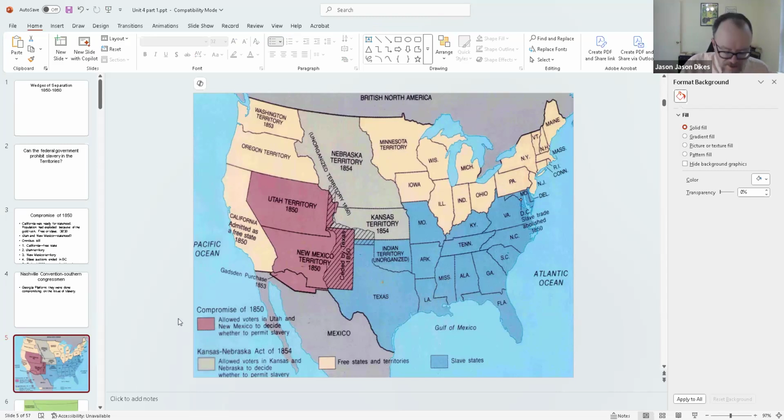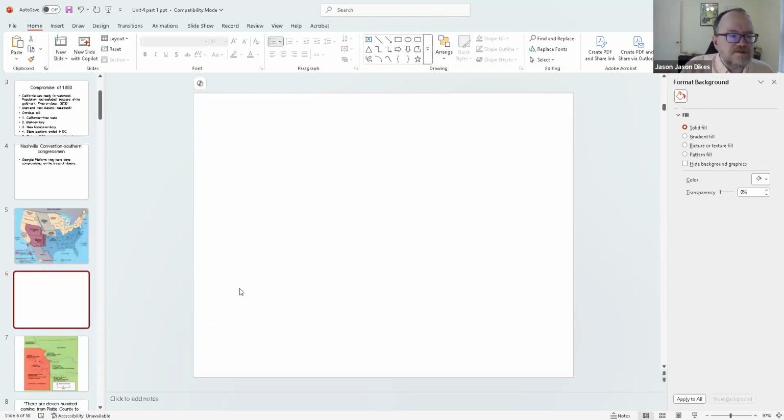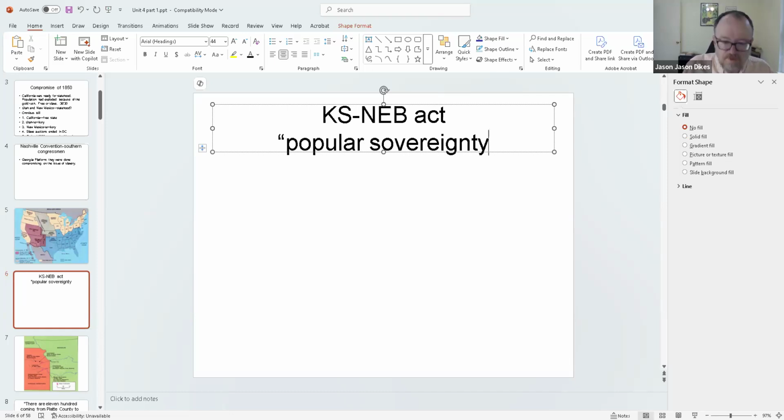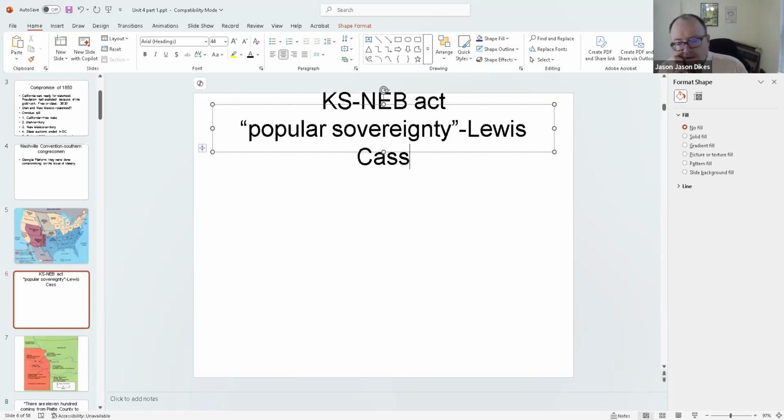And the centerpiece of Kansas-Nebraska, the centerpiece of this act was something called popular sovereignty, and this came from our old friend Lewis Cass. Remember, most of us only get one idea that kills a bunch of people. Cass had two. This is his second one.